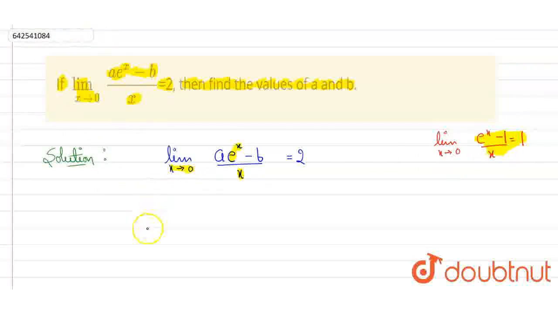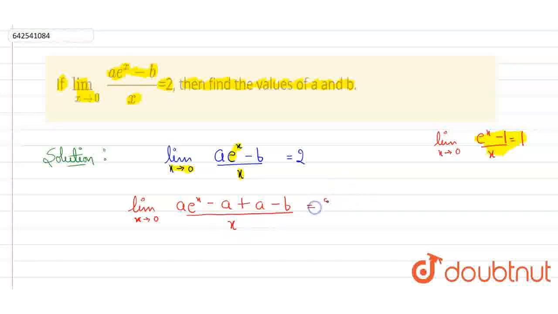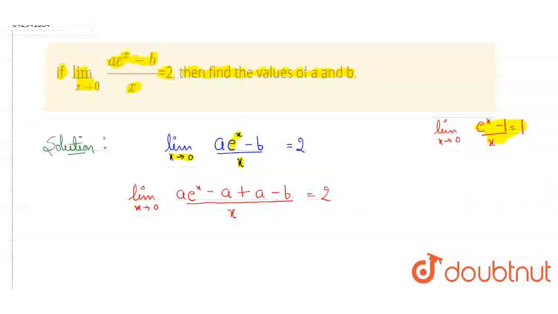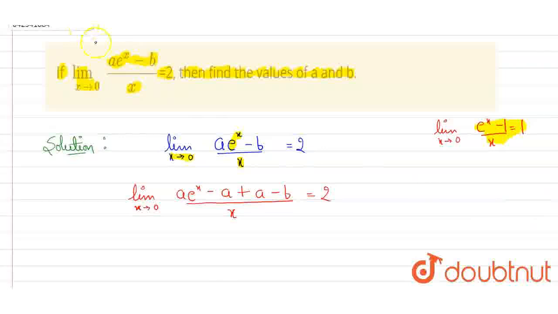Let me show you. We can simply do this by limit x tends to 0, a e raised to power x minus a plus a minus b. Why did we add and subtract a? Because now we can take a common so that we can get the desired format.